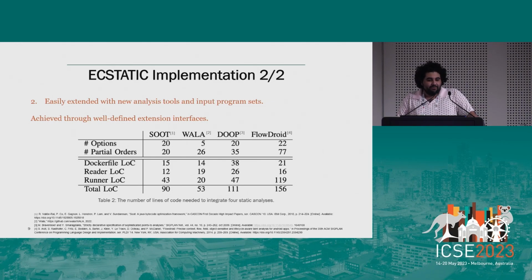So far we've implemented 4 tools into ECSTATIC: Flowdroid, as I discussed before, and 3 Java data flow analysis tools, Soot, Wala, and Doop. As you can see by the bottom row of this table, the total lines of code needed to integrate those tools was at most 156. So if I may say so myself, it's quite easy to integrate new tools into ECSTATIC.